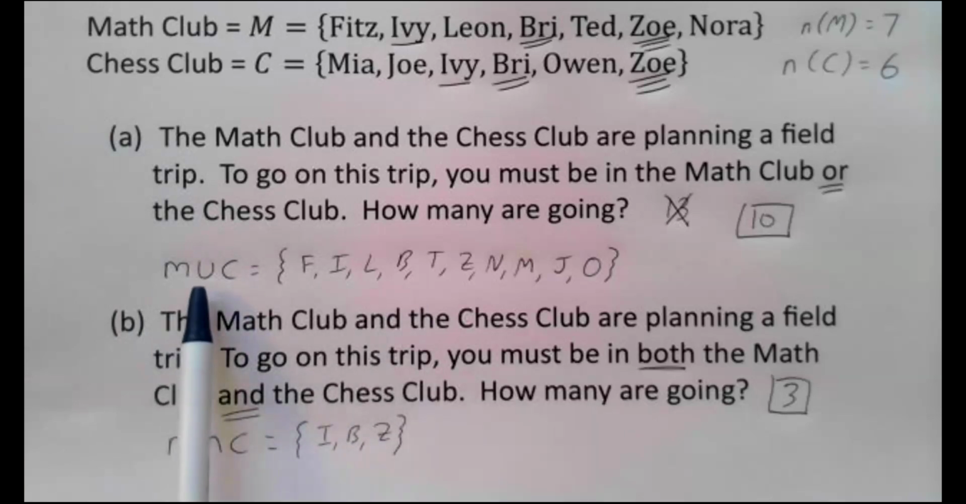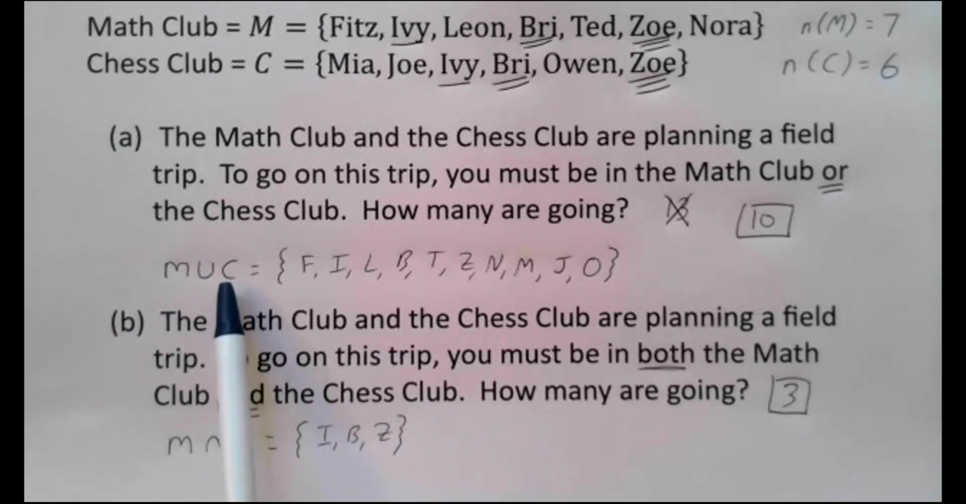Okay, so when I see union, again, that is not the letter U. You know, it kind of looks like it, but it's not. When we use the letter U, we mean universal set. This means M union C. But when I see union, I think or, because to get into this, you just have to be in one or the other. When I see this symbol, this is intersection, I think and, because to get into this set, you have to be in both the math club and you have to be in the chess club at the same time.